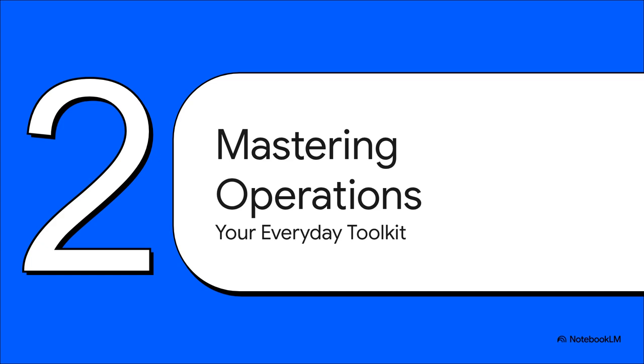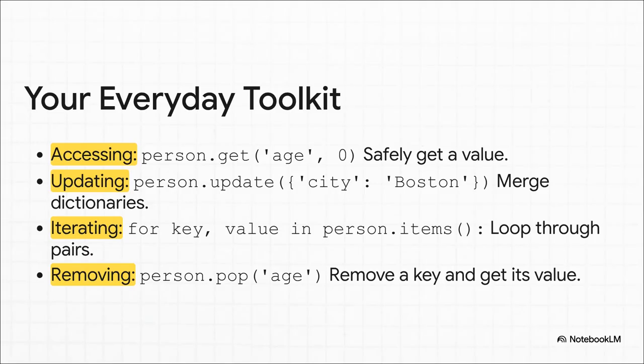Okay, let's move on. Section 2, mastering dictionary operations. So you've got your dictionary, now what? Let's go over the essential tools you'll be using pretty much all the time. Think of these 4 methods as your bread and butter. You want to grab a value without your code crashing if the key isn't there? Use .get. It's safe.